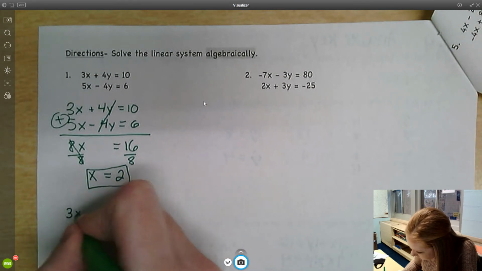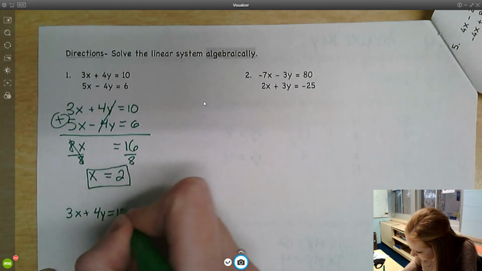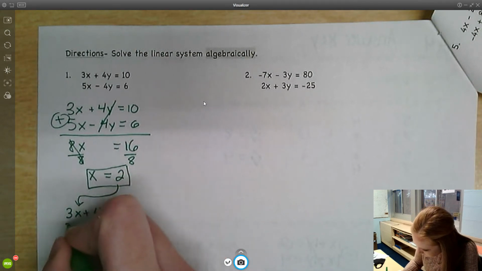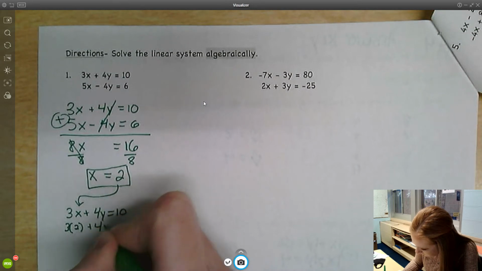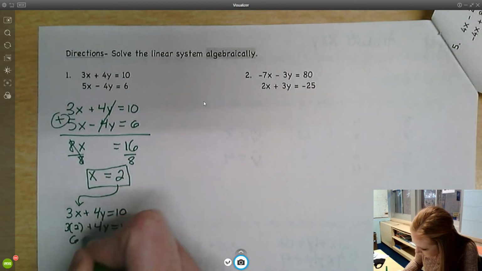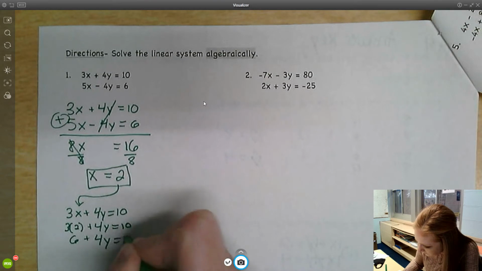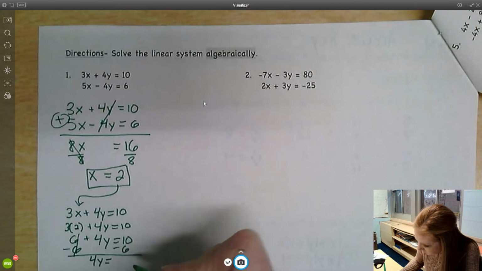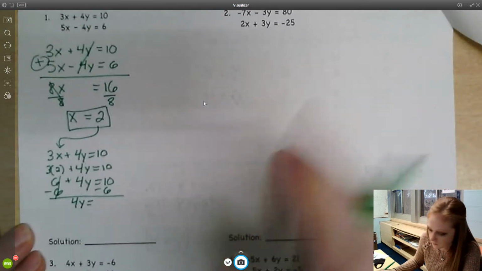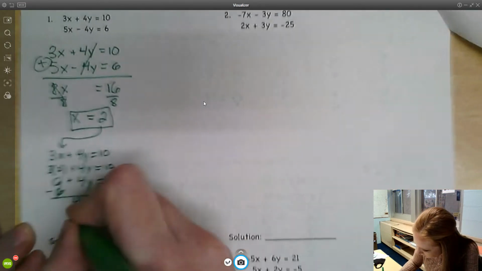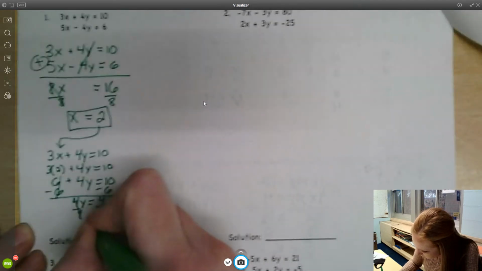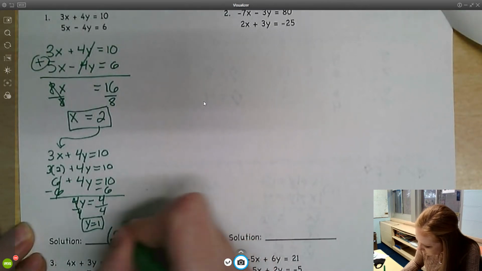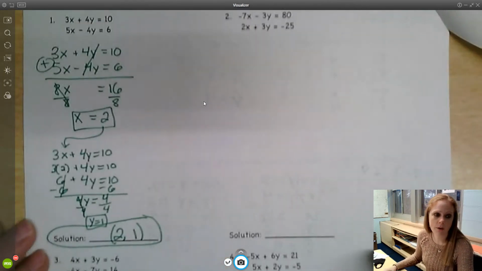Rewrite one of the originals. Plug in that 2 for x, and then we'll solve for y. 3 times 2 is 6, minus 6 on both sides. Four y equals 4, divide by 4 on both sides, and you end up with y equals 1. Our solution is x comma y, so our solution is 2 comma 1.